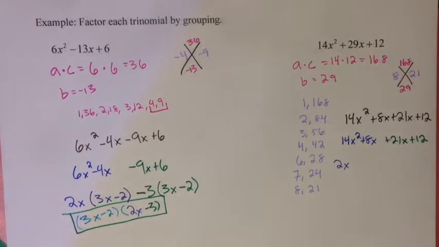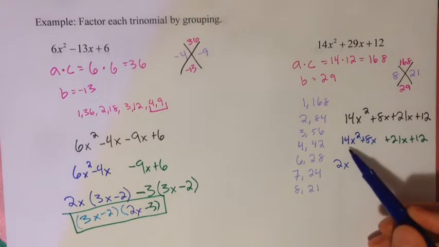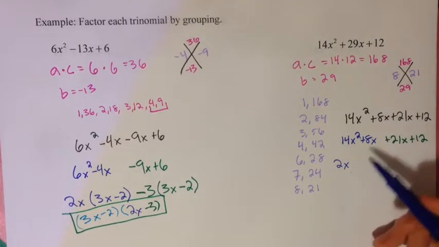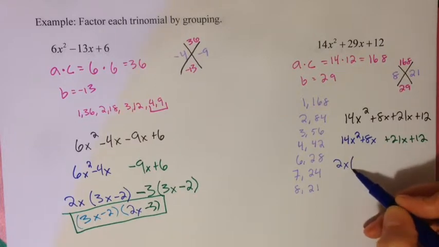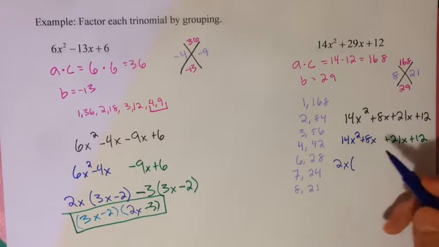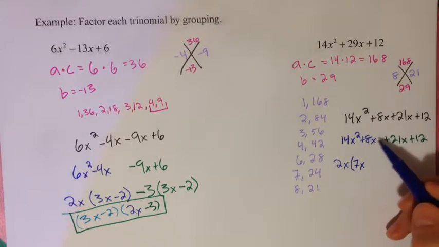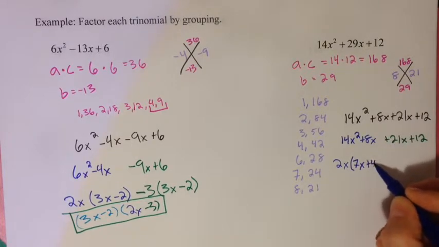And now I start looking at my first group to see what they have in common. In 14x squared plus 8x, I see that there's a 2x in both of them, so I factor that out. When I take a 2x out of 14x squared, I get a 7x, and when I take a 2x out of 8, I get a plus 4.